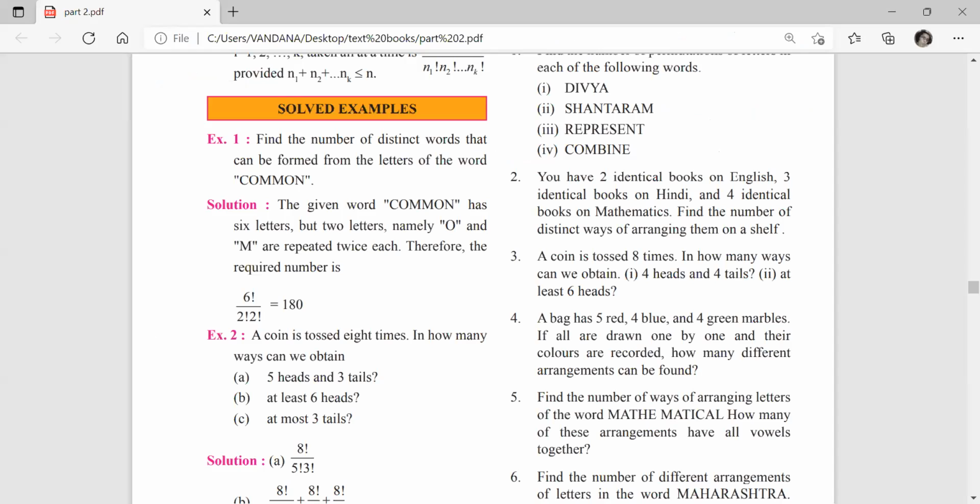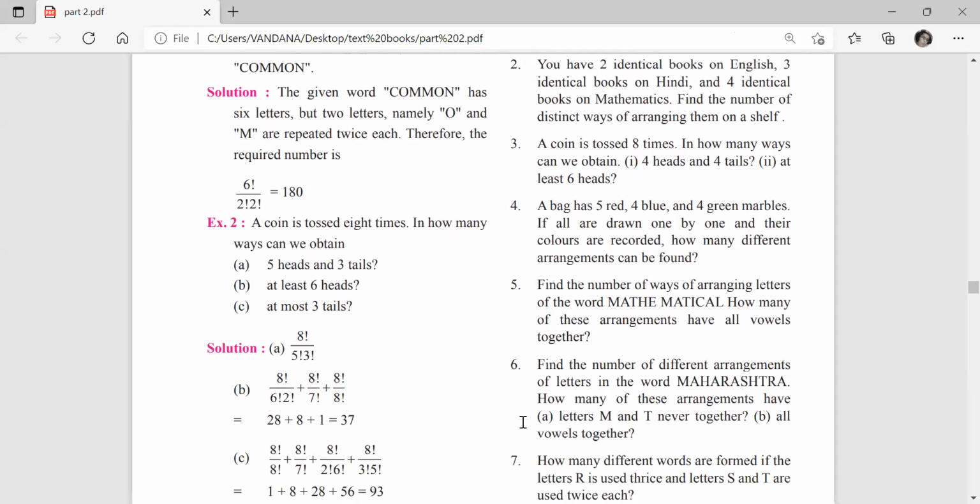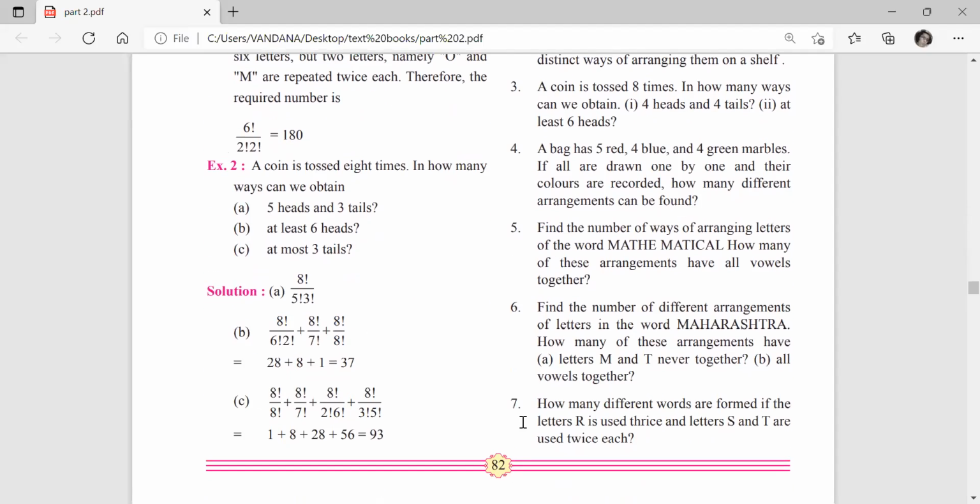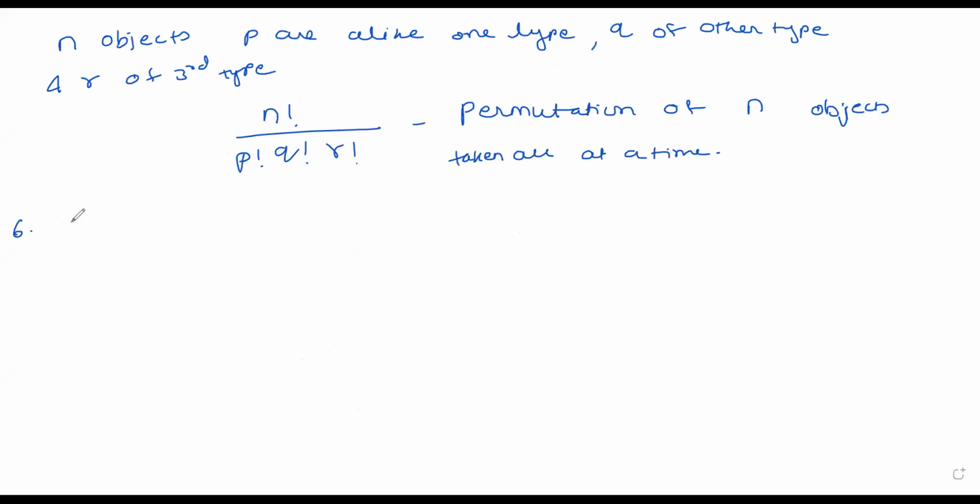Now, we have already done till question number 5. Let us go to the next. Find the number of different arrangements of the letters of the word Maharashtra. How many of these arrangements have letters M and T never together? All vowels are together. Question number 6. We have to arrange all the letters of the word Maharashtra.